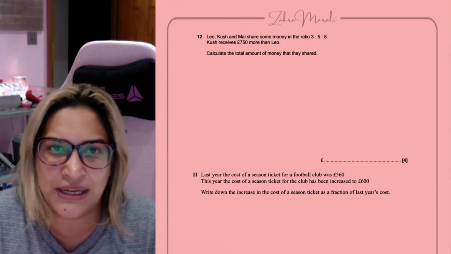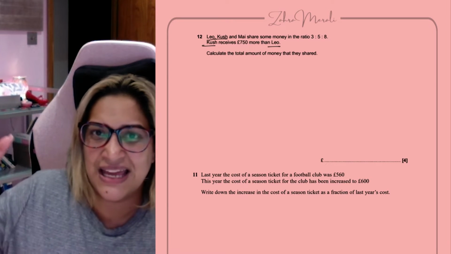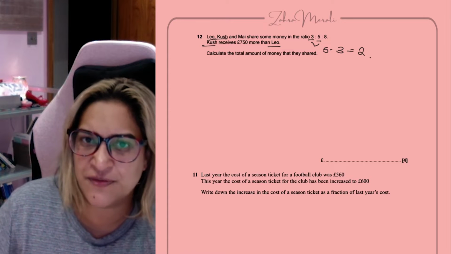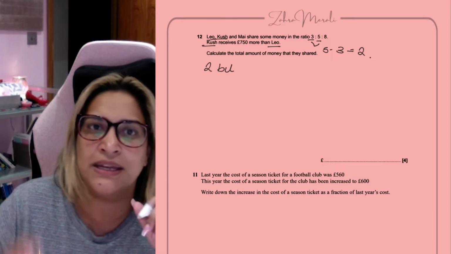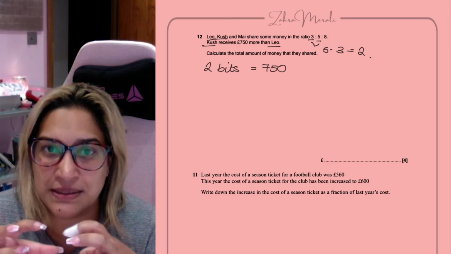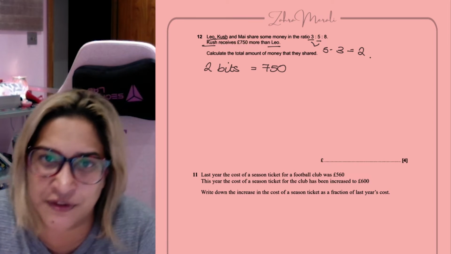Right, so now we've got Lee, Cush and May. We're told Cush gets 750 more than Leo. So Cush has 5 bits, and Leo has 3 bits. So that difference is 2 bits. So we know 2 portions is 750.